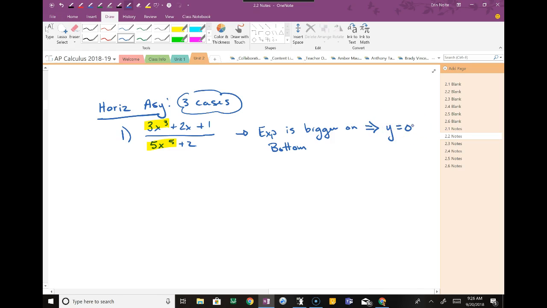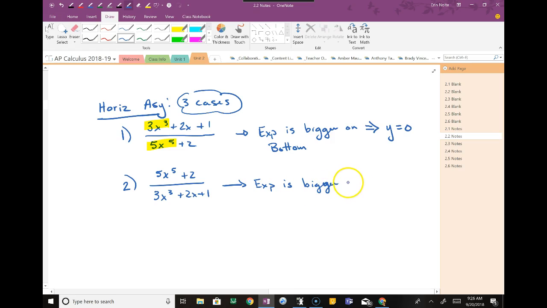Okay, always. That is an unchanging thing. Okay, the second case is, let's just say we switch these two and say we have 5x to the fifth plus 2 over 3x to the third plus 2x plus 1 on the bottom, okay, where the exponent is bigger on the top.